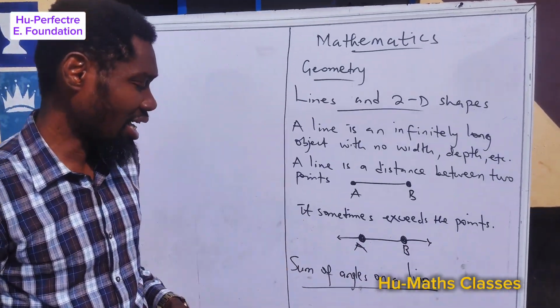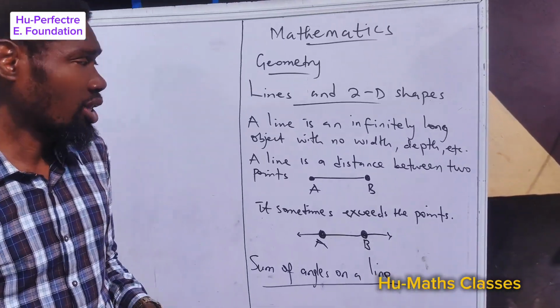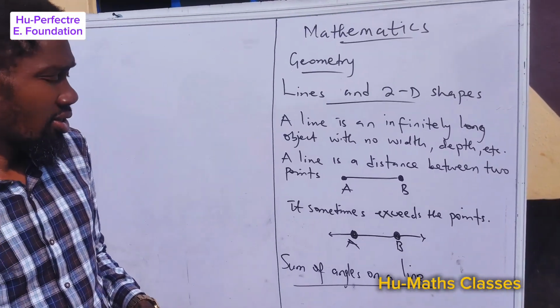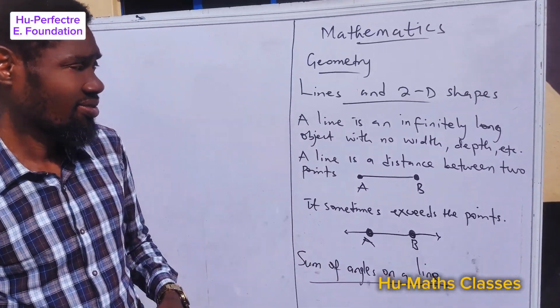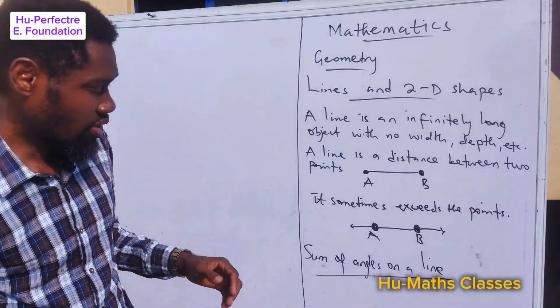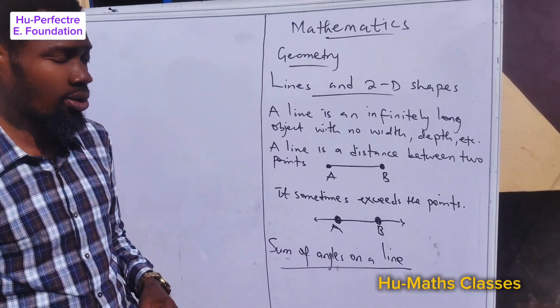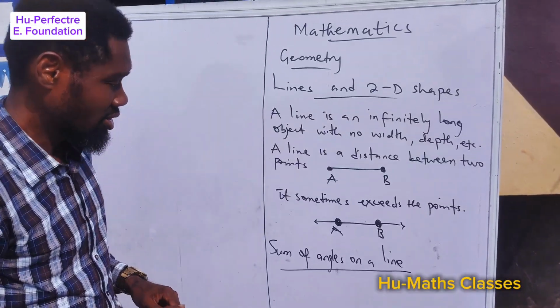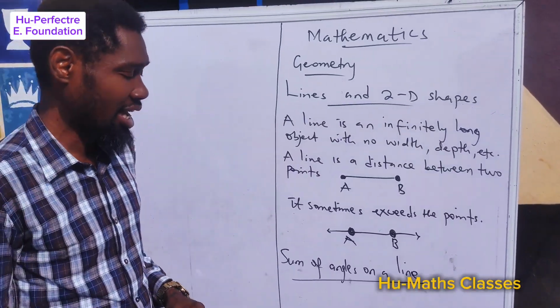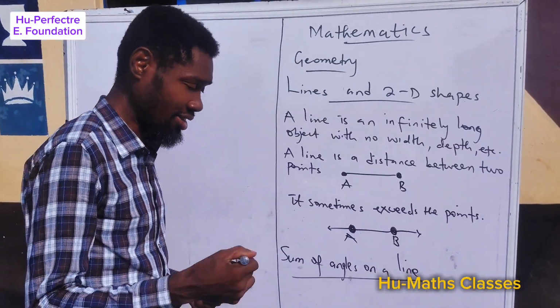We are actually looking at calculations that have to do with lines in geometry. So I want to start with a straight line. Sum of angles on a straight line. Sum of angles on a straight line is 180.